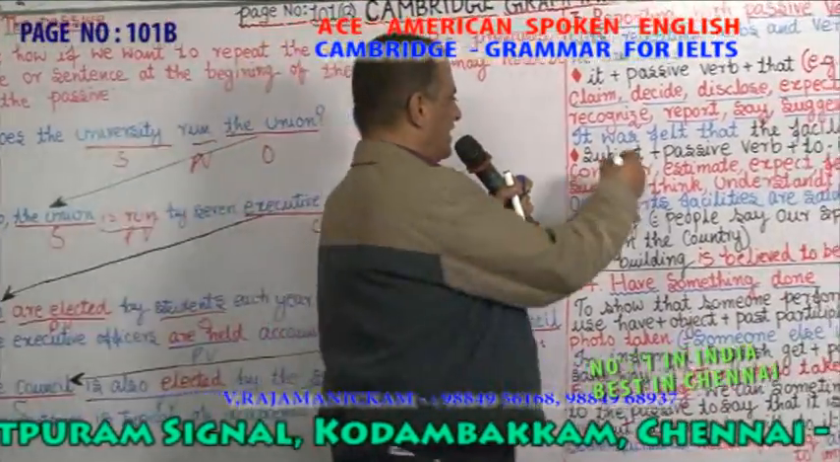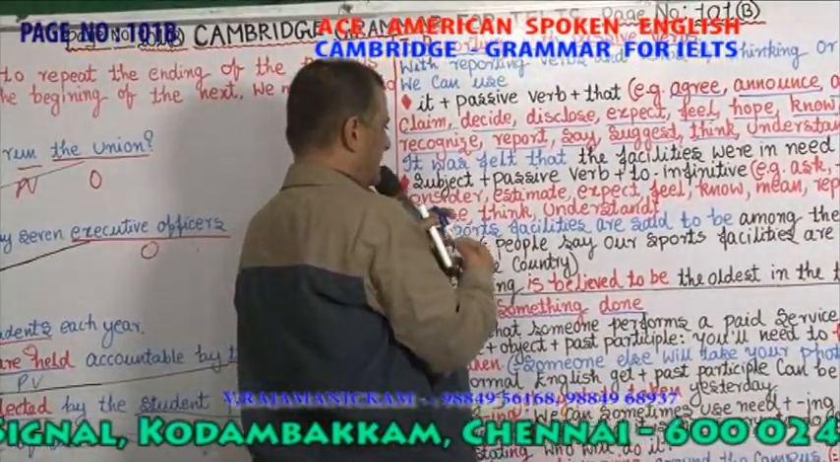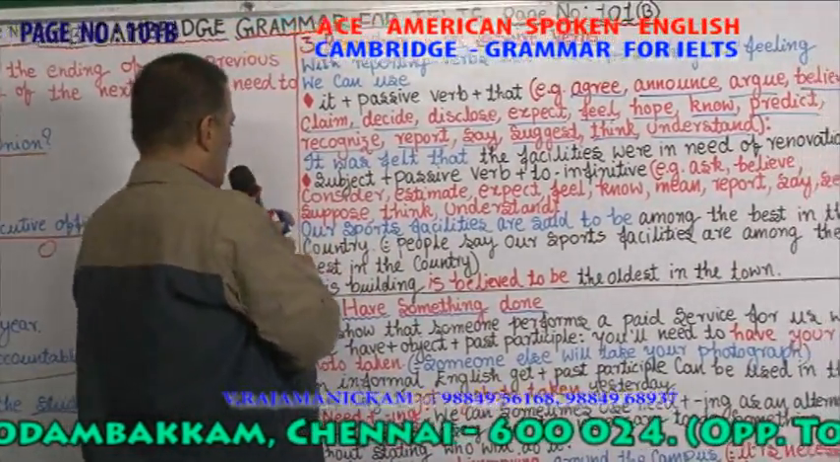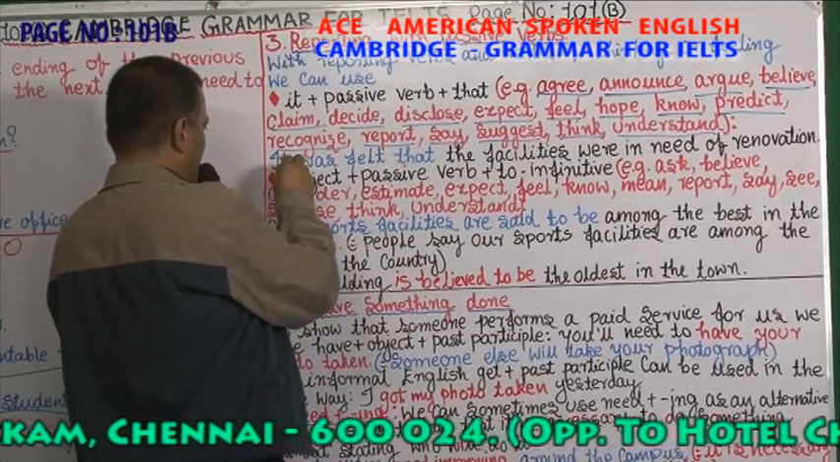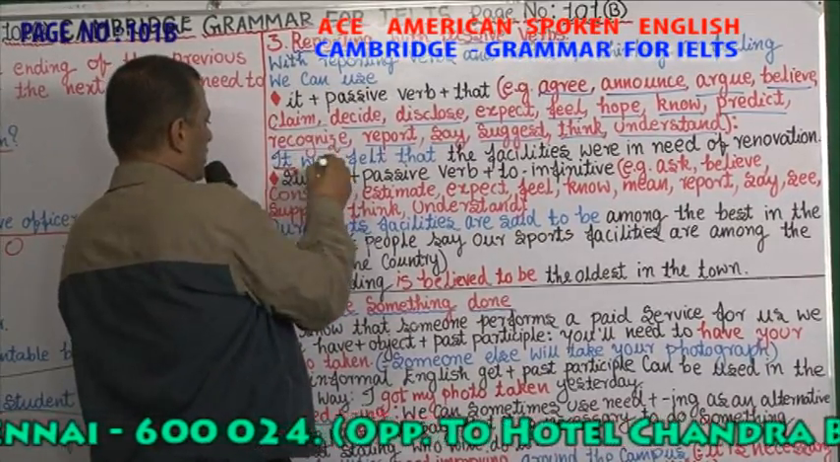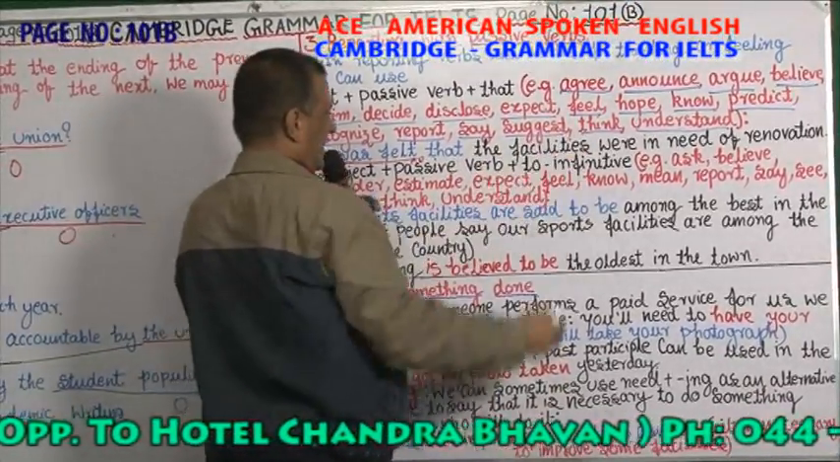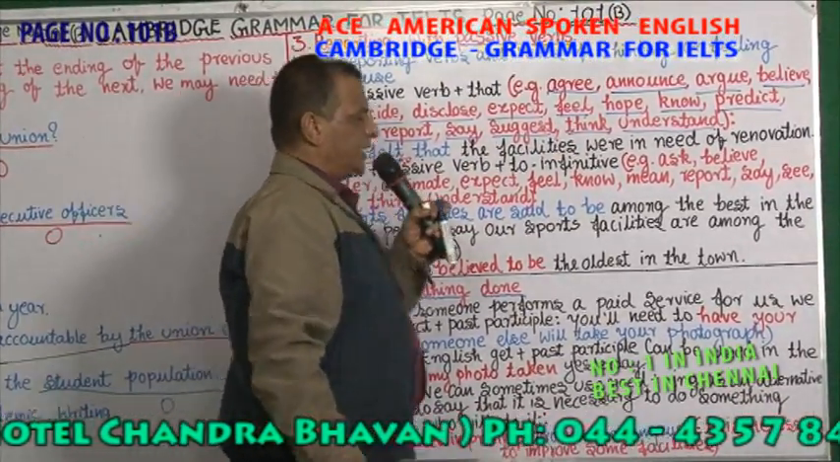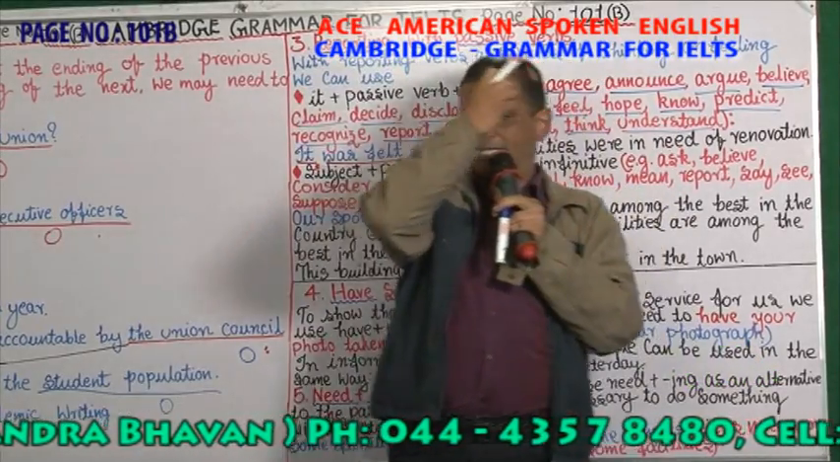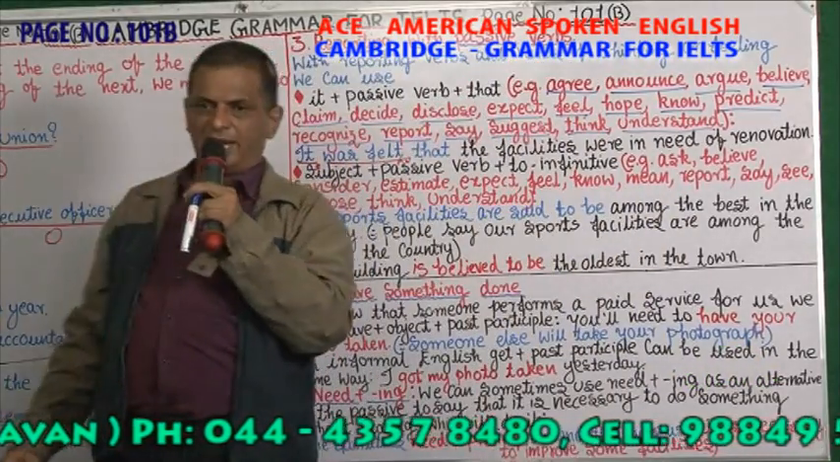No, it was felt that. See, the example is given here. It was. So it is the subject. It you are using. Was felt is the passive verb, and you are using that. The facilities were in need of renovation. What do you mean by renovation? It should be decorated, it should be arranged, it should be properly made.